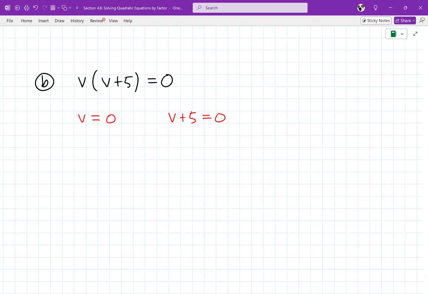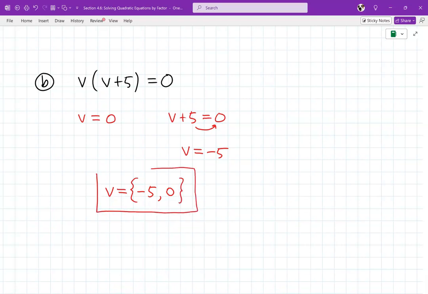Now, v equals 0 is already solved. I don't have to do anything to that. That's done. The v plus 5 equal to 0, I'm going to move it over. So that gives me v equal to negative 5. And I'm done. So I'm going to write my two answers, negative 5 and 0. And that's it. So again, pretty easy. Once it's done for you, no big deal.